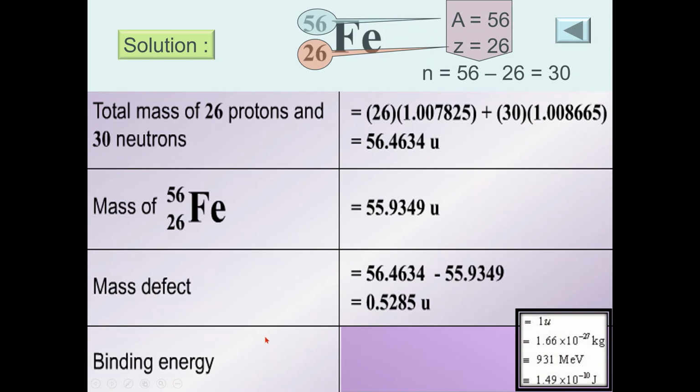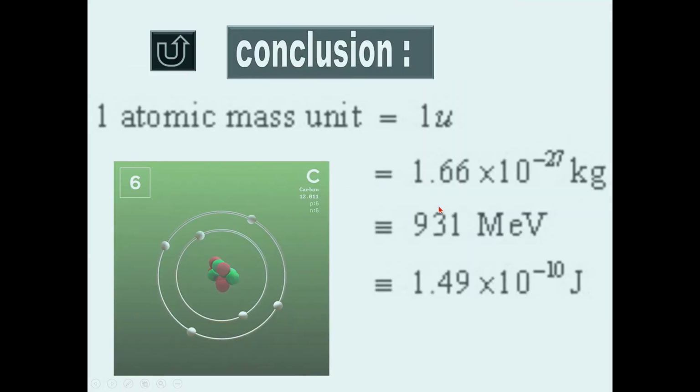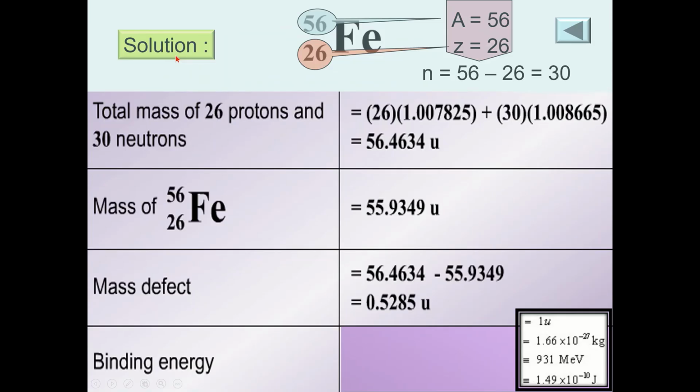So for binding energy, there are two methods to be used. First, we use the equivalent energy for 1 U, which is 931 mega electron volt. We proved this in the previous slide, so we use this straight away. 0.5285 times 931, and we get 492 mega electron volt.